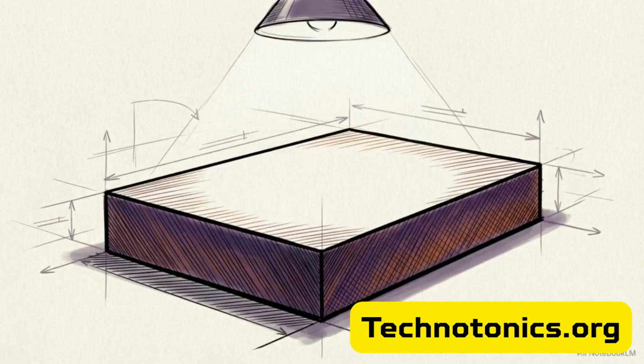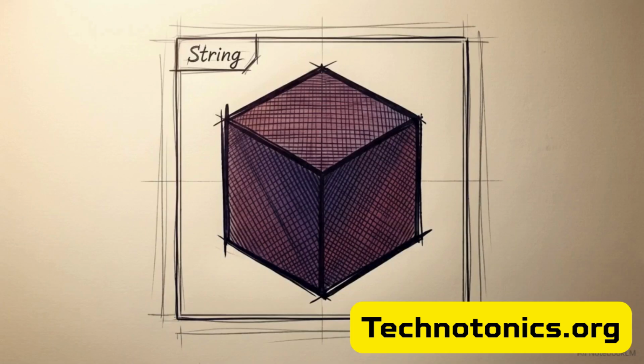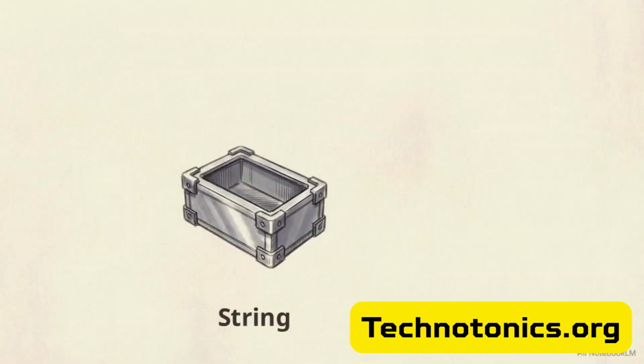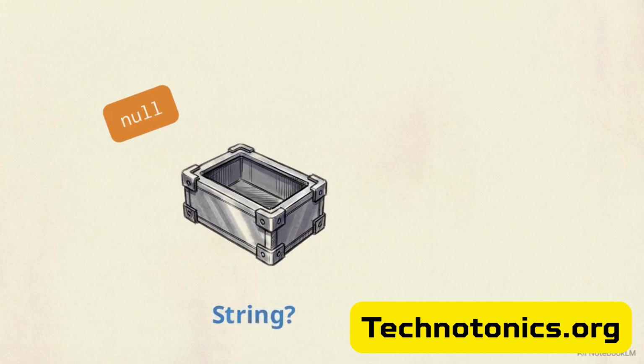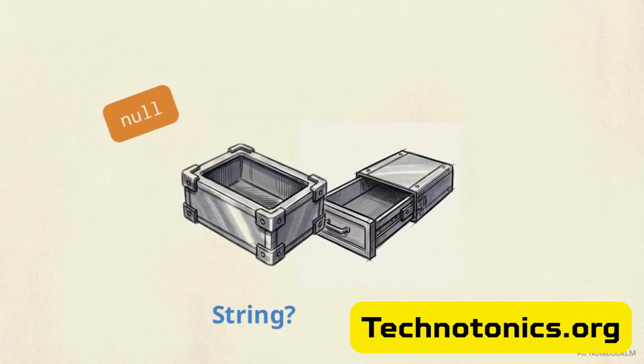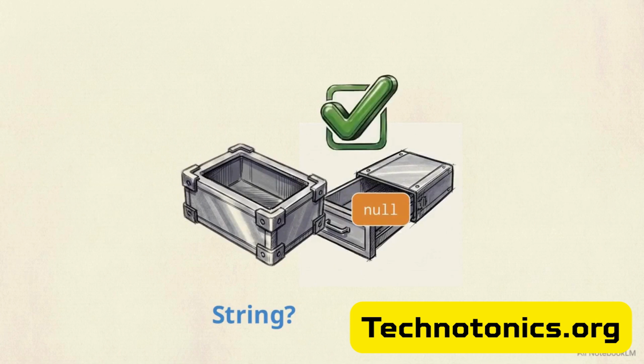The foundation of this system is a single rule. By default, all variables are non-nullable. If you declare a variable as a string, it is required to contain actual text data. Assigning a null to a standard string physically rejects the packet, triggering a compilation error. Appending a question mark explicitly declares it nullable, opening a secondary compartment. The compiler now permits the null packet, marked by a green checkmark, while mandating additional safety checks.